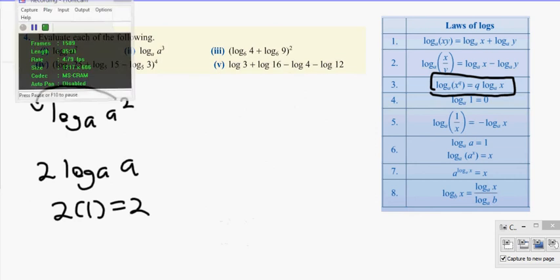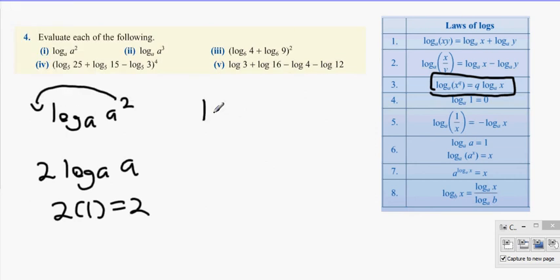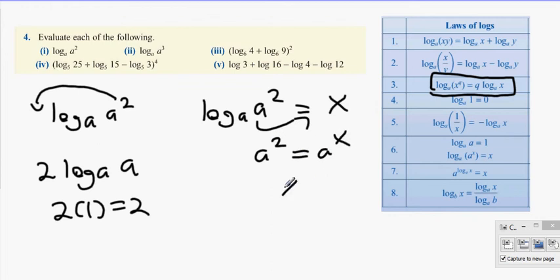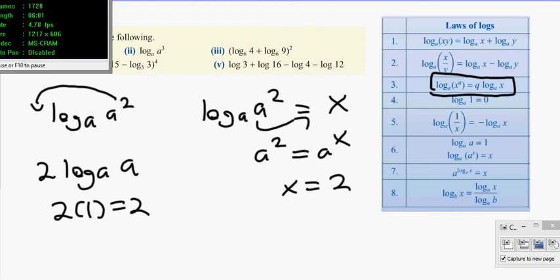Simon does a nice way there. He looked at this and said, look, log a to the a squared. I could call it x, and then I bring the a up, and I'm left with a squared equals a to the x. X therefore must be 2. The answer is 2. That's another really good way of doing it. So that means question 2, the answer would be 3? I'll get there. The answer is 3, yeah, right.